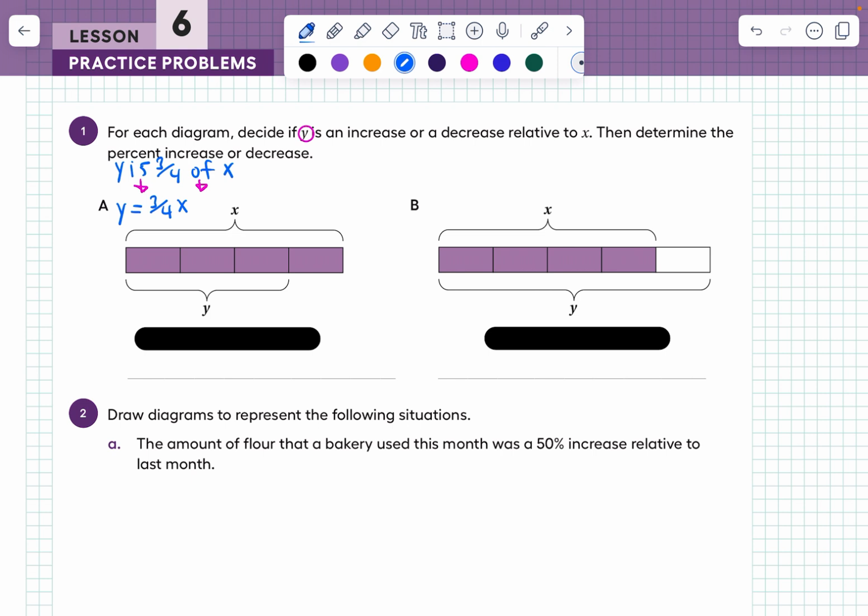So it is a decrease, and it's a decrease of what? Well, it says we have 3/4 x. So if this was 3/4 and that's 4/4, well, that would be 1/4 a decrease. So it's a decrease of 25%. Y is a decrease of 25%.